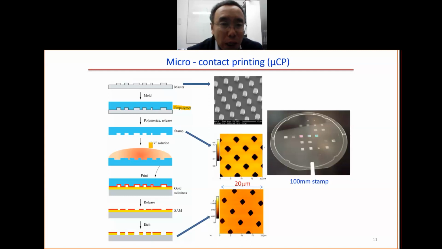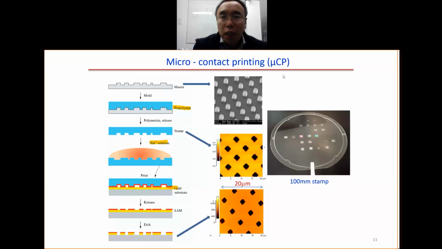Then you put the ink solution onto the mold. Then you remove the bulk of the ink and you press it onto the substrate. In this case, the substrate contains gold. So the ink molecules will be transferred to the gold. Then you can use the ink as the mask to etch into the gold.